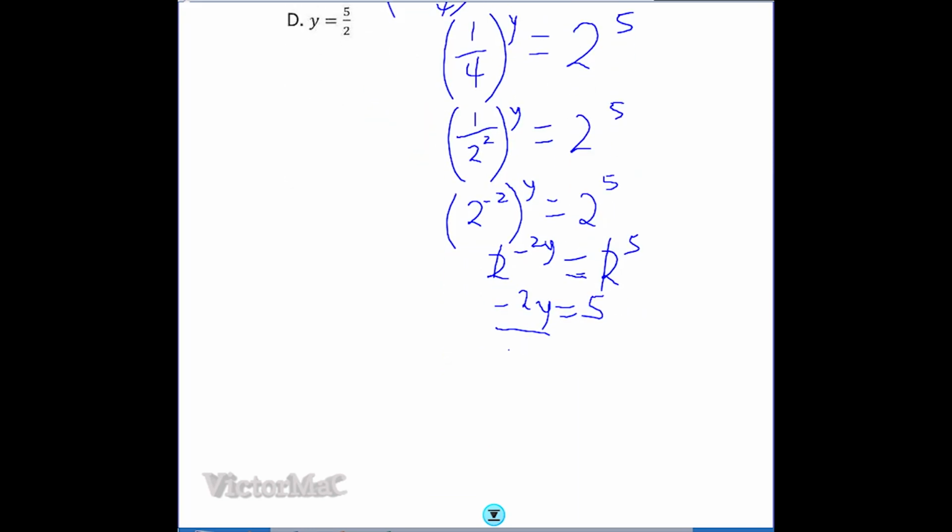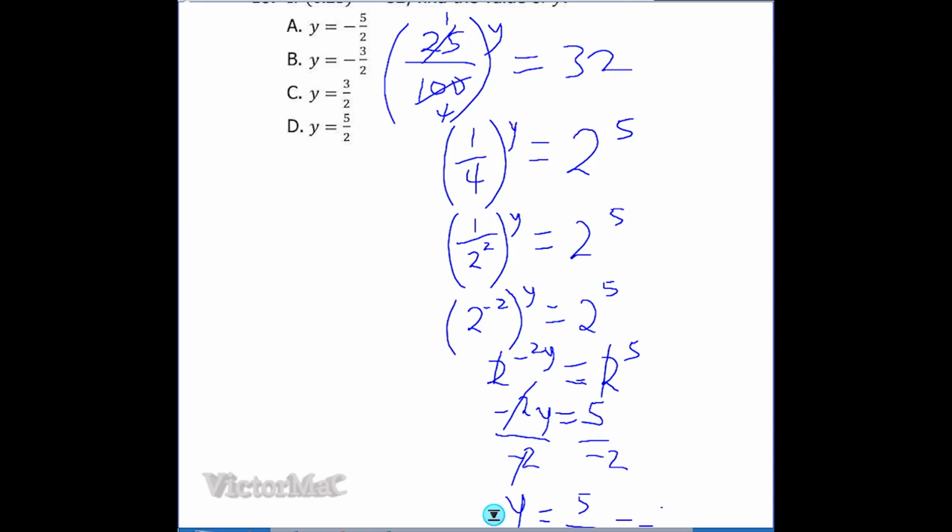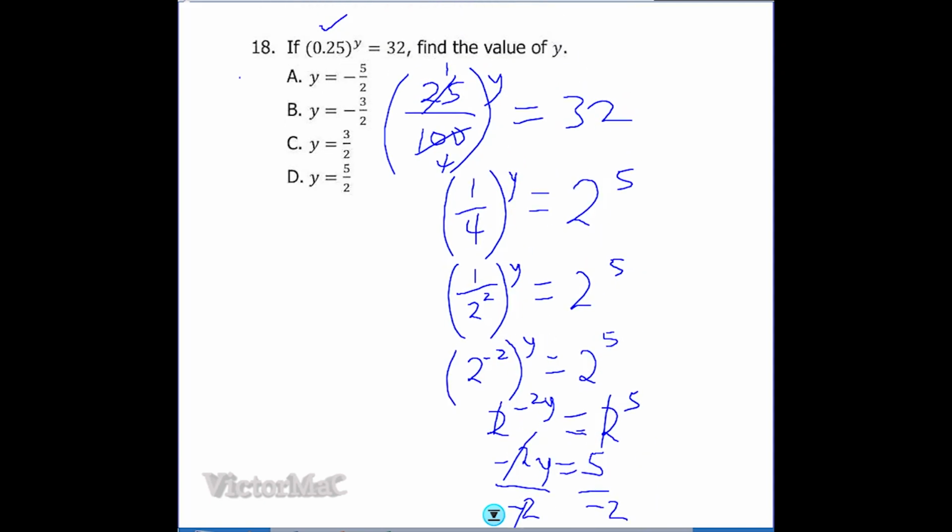So we have minus 2 here and also minus 2 here. So this minus 2 cancels minus 2. y equals 5 over minus 2. So the answer is minus 5 over 2. Let's just leave it that way. And that's how we have the answer. Option A is the correct answer. Minus 5 over 2 is our y.